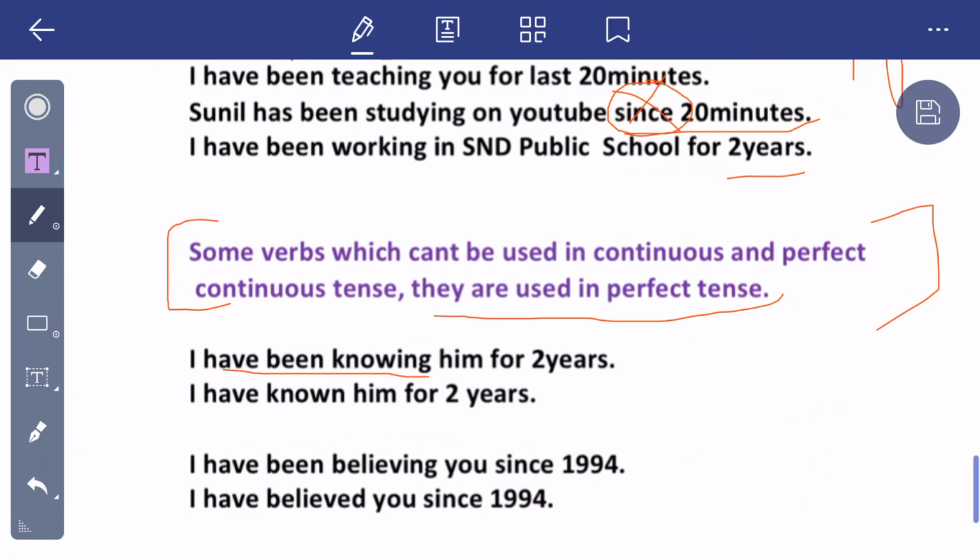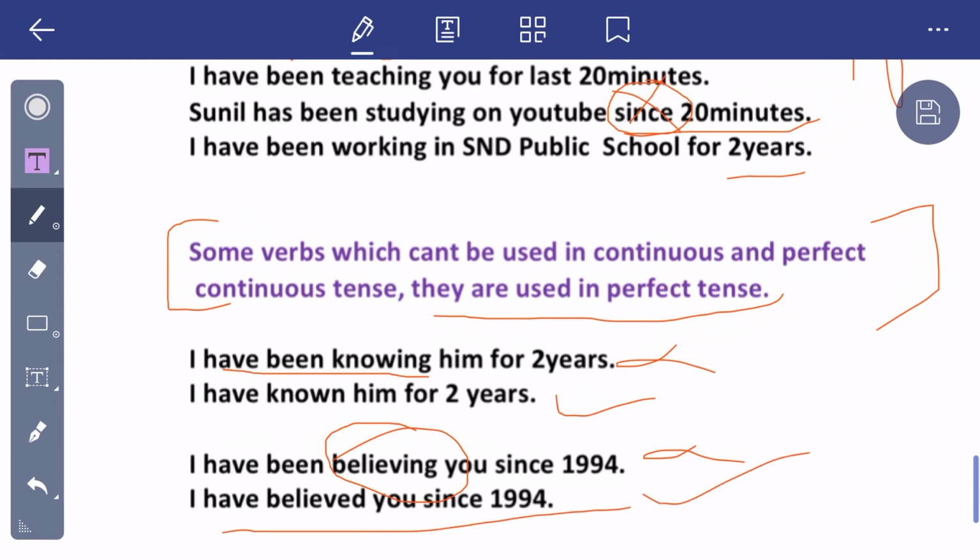Look at the first sentence. I have been knowing him for 2 years. It is a wrong sentence. And I have known him for 2 years. It is a perfect sentence. Why? Because know can't be used in ing form. I have been believing you since 1994. So it is also a wrong formation, because believe cannot be used in continuous form. So I have believed you since 1994. Clear? So these points you must know very clearly.